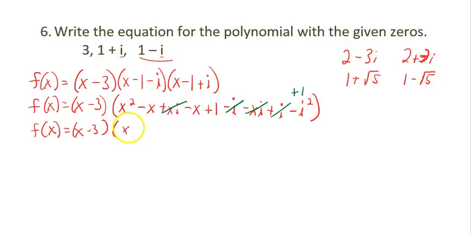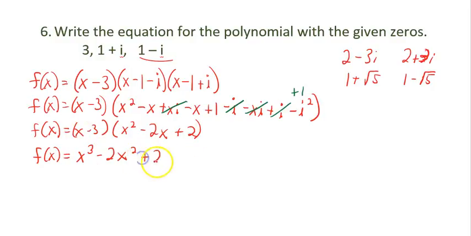So I have x squared. I have two negative x's, so negative 2x. And then I have 1 plus 1, which is 2. Then I'm going to distribute the x through and then distribute the 3 through and combine what I have left. So x times everything. x times x squared is x cubed. x times negative 2x is negative 2x squared. And x times 2 is 2x. Then negative 3. Negative 3 times x squared. Negative 3 times negative 2x. And negative 3 times 2.